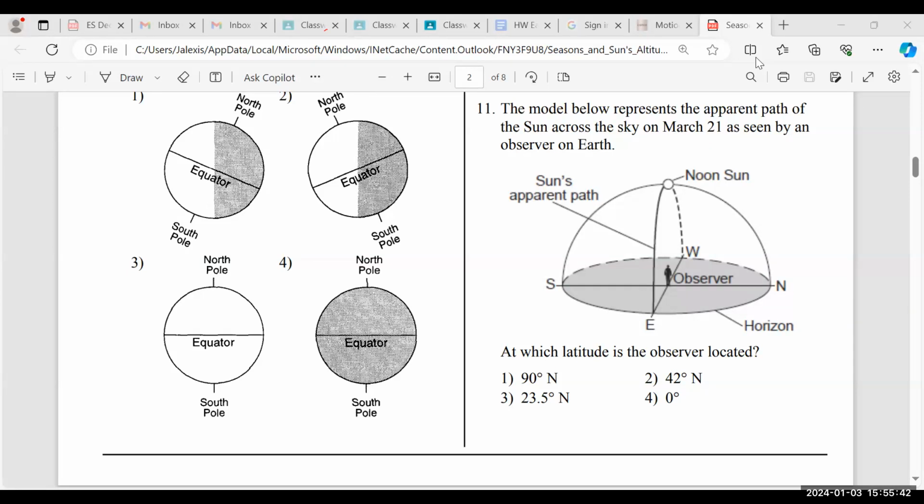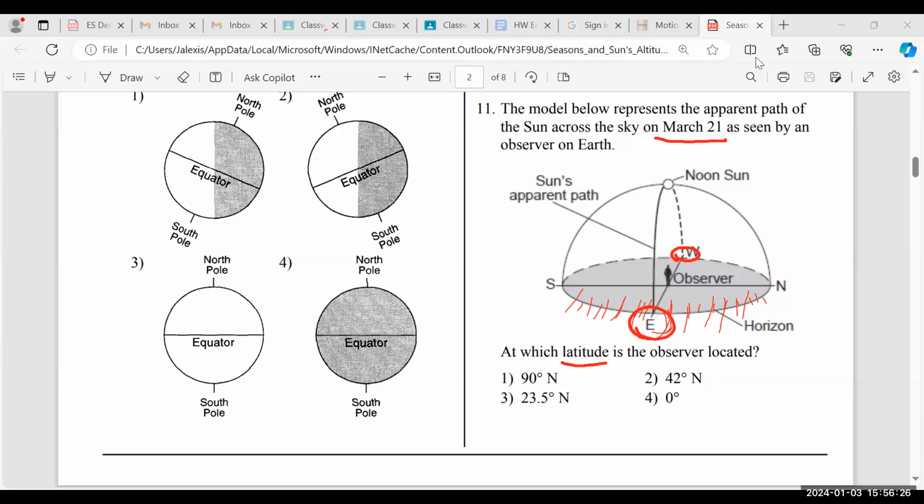Pay attention where the sun rises. And we always know the sunrise is always going to occur somewhere on the eastern side, right? And in this case, it rises directly east and sets directly west. The key thing when you see a diagram like this, especially when they're asking what latitude is the observer, not only do you notice where the sun rises, you also want to see the date.